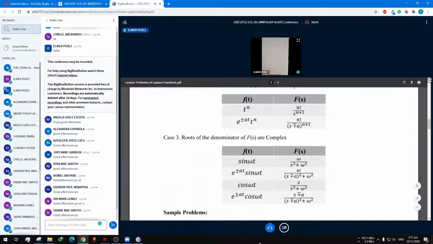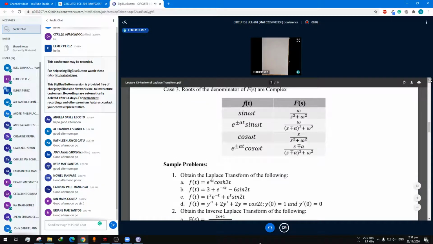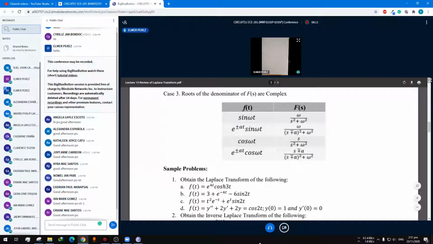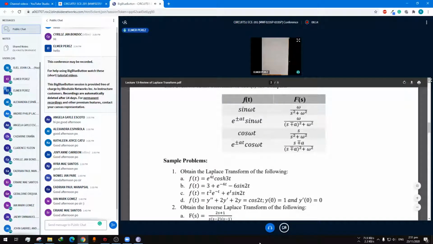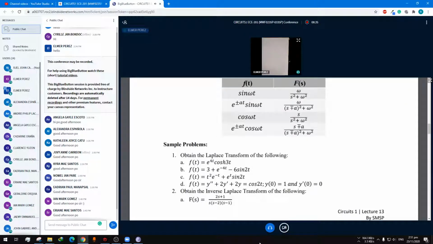Ayan. If it's face-to-face, you need to memorize all of them. If not, you have the table. No need to derive them. Just apply the table, and then you can get the transforms. Okay? May question ba kayo? Ayan. So yung unang mga sample nating ng problem natin ay puro sila review lang. Review lang ng mga nasa itaas.